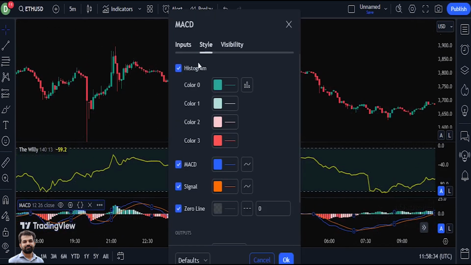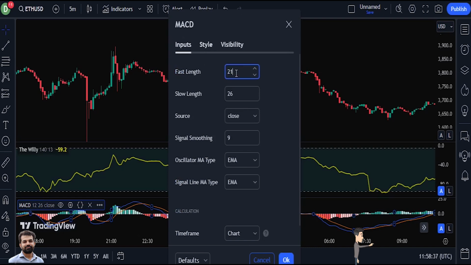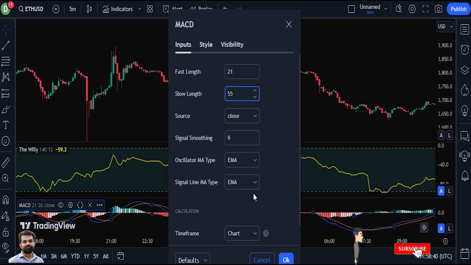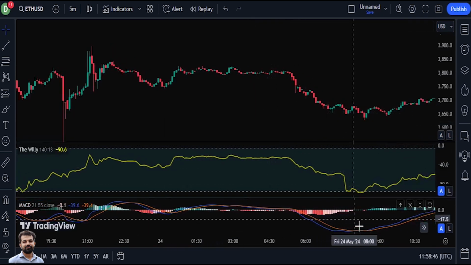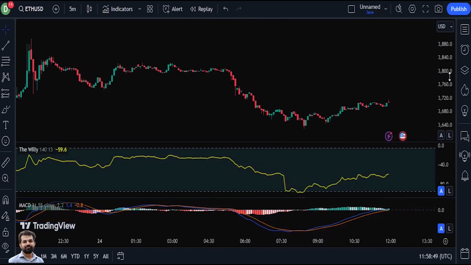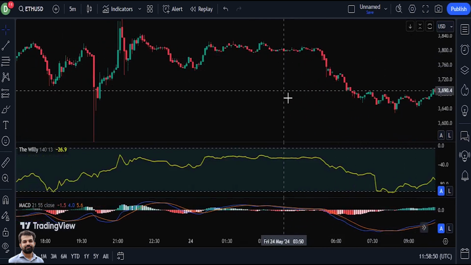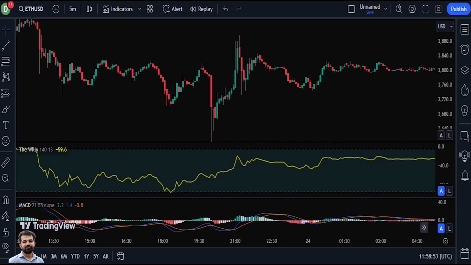Now go to the settings and change the fast length to 21 and slow to 55, which are Fibonacci numbers. Fibonacci numbers are of great significance in trading. If you are interested in Fibonacci numbers and their significance in trading, then you can watch our video. Check the link in the I button.